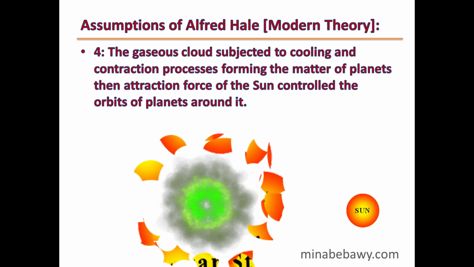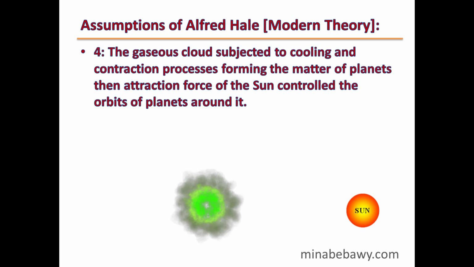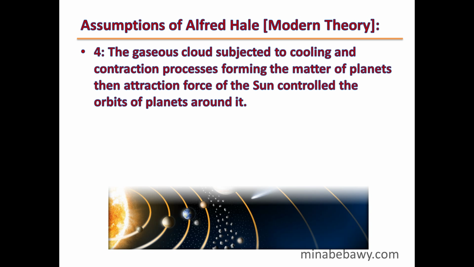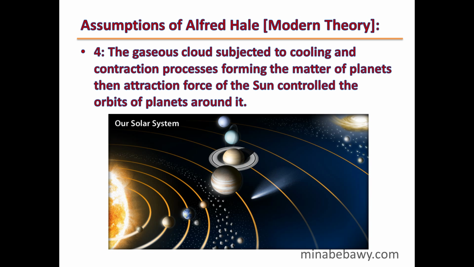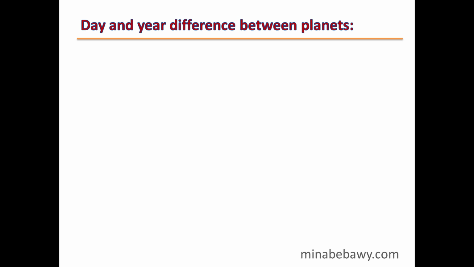The gaseous cloud was subjected to cooling and contraction processes, forming the matter of the planets. Then the attraction force of the sun controlled the orbits of the planets around it. So this gaseous cloud cooled down and contracted, then it formed the planets.